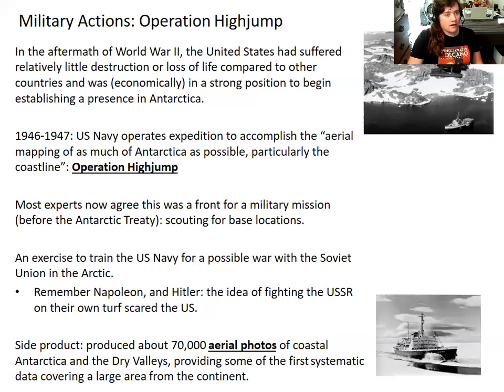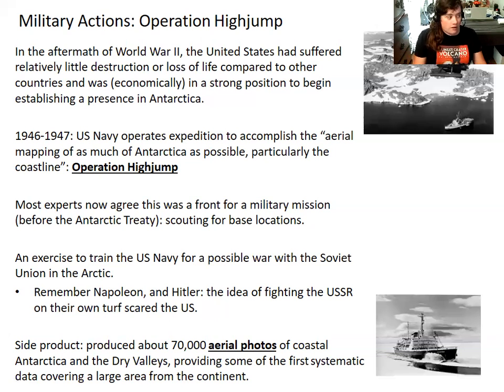But other countries have had not very good luck invading Russia, because Russia is cold and muddy, and typically the people defending Russia have had more experience dealing with those conditions than the people trying to invade Russia. So the United States didn't want to have to fight on the Soviet turf at all. And experts think that Operation Highjump was designed to scout out a base where US soldiers could train to fight in the Arctic and in Russia.